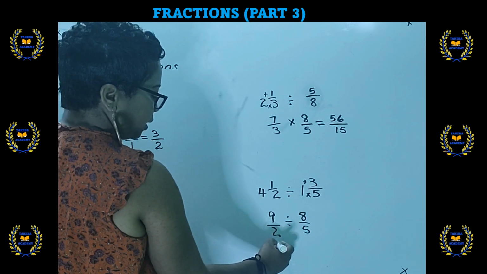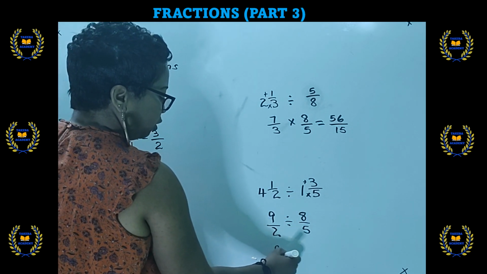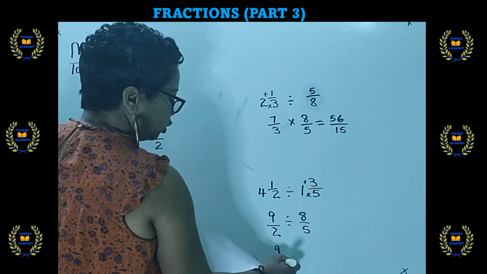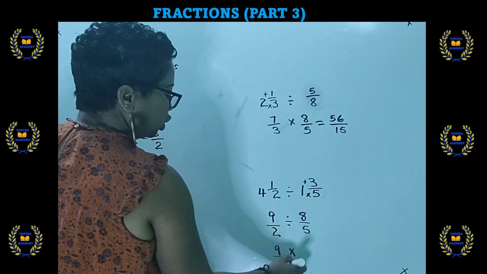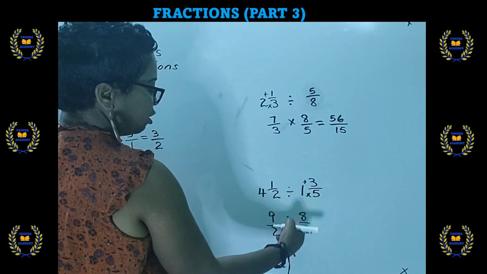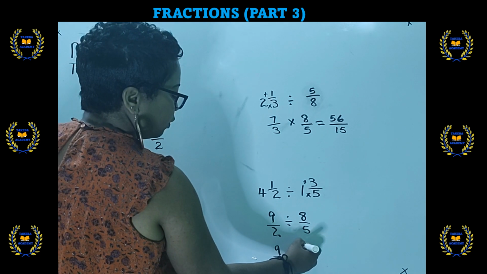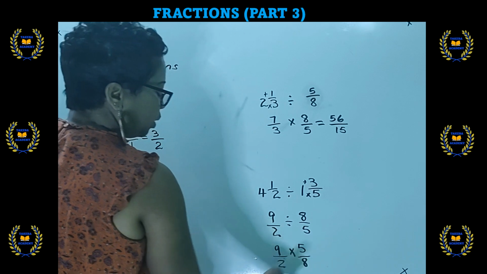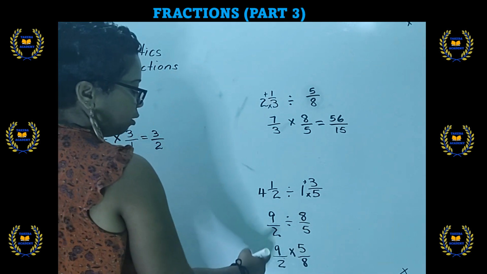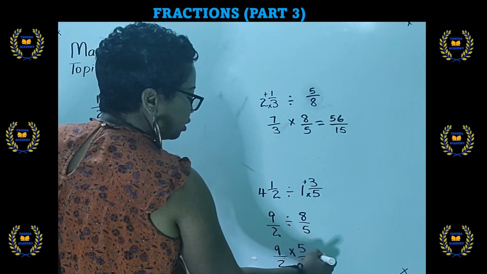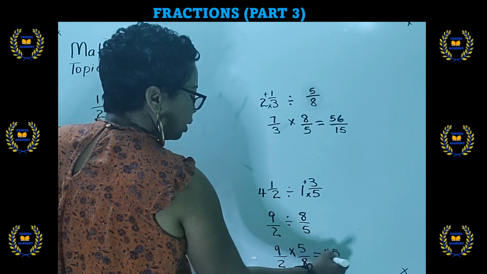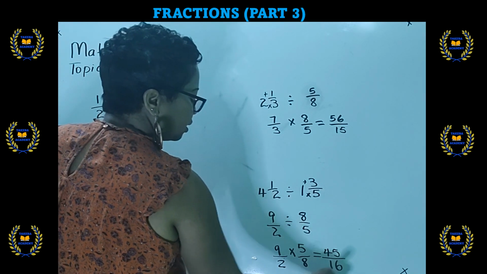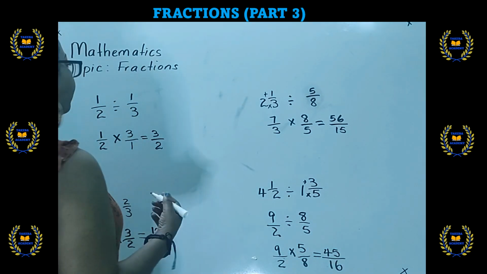Then, final step, we're going to write back the original fraction 9/2, and then we're now going to change the sign and find the reciprocal. So we're now going to flip the fraction, so the 5 goes on top and the 8 goes at the bottom, and then we multiply across. 9 times 5 is 45, and that goes over 2 times 8 is 16. Okay, so there you have it.